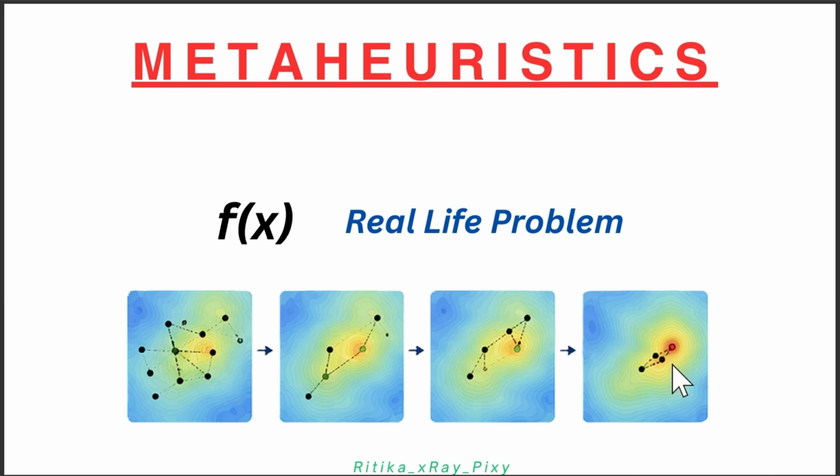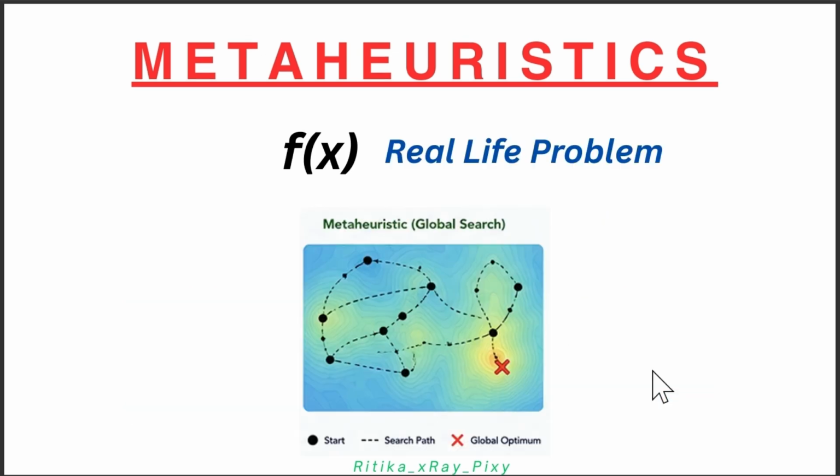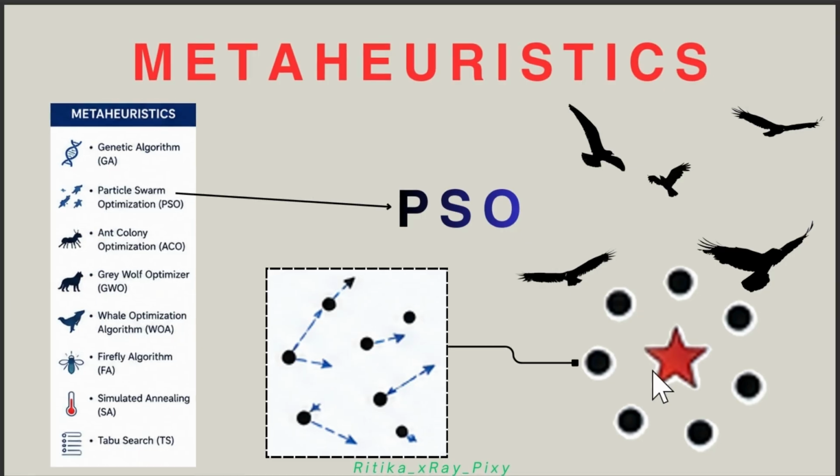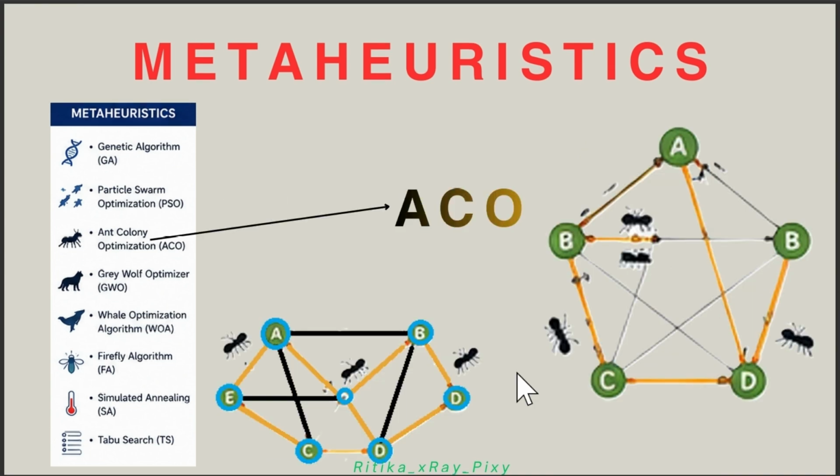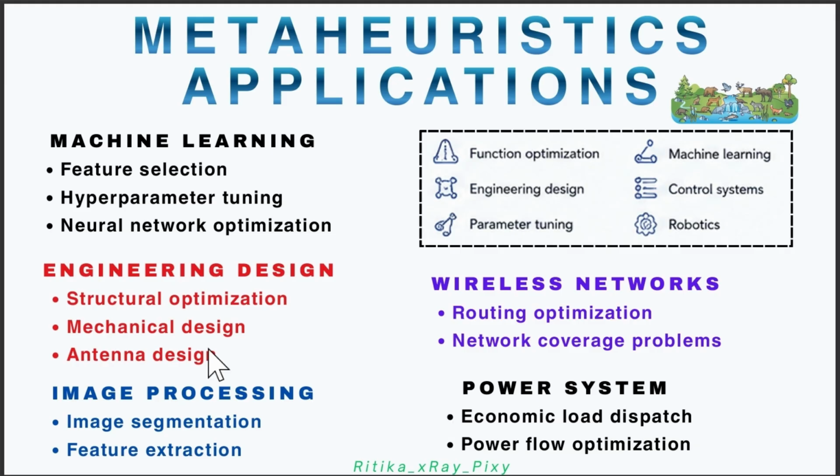Now let's see simple examples where we are using these algorithms to solve different real-life problems. First we have the PSO algorithm, that is particle swarm optimization. In this algorithm, birds find the shortest path to the food. Second, we have ACO, that is ant colony optimization. In this algorithm, ants find the optimal routes to the resources. And here you can see the real-life applications where we already applied these algorithms to find the best solution.